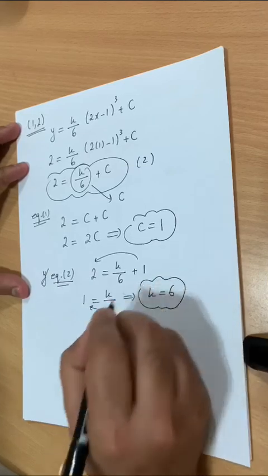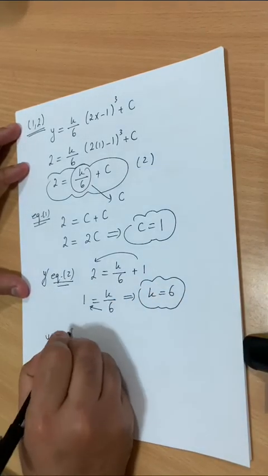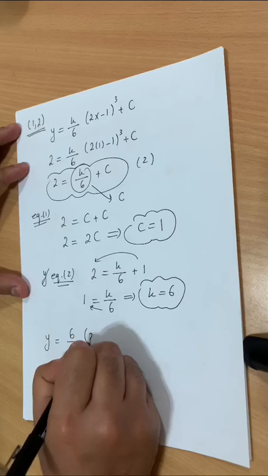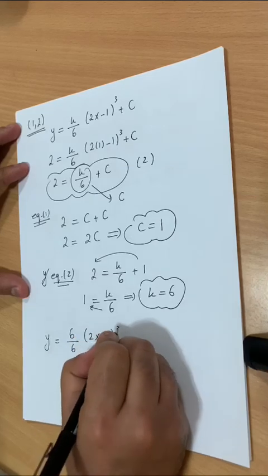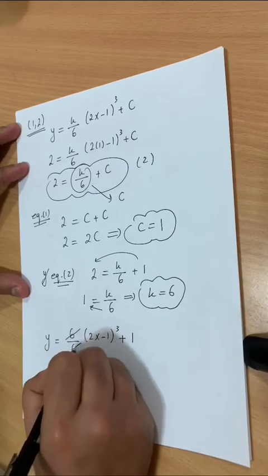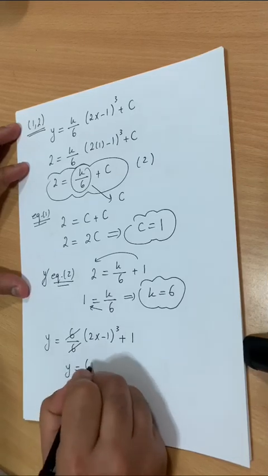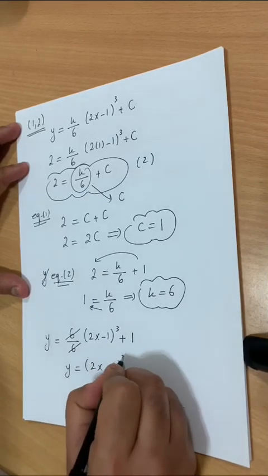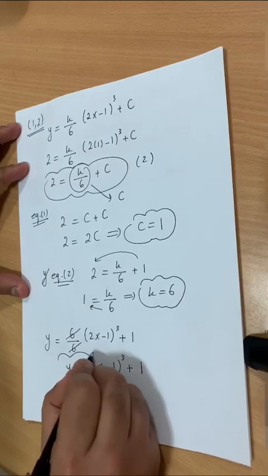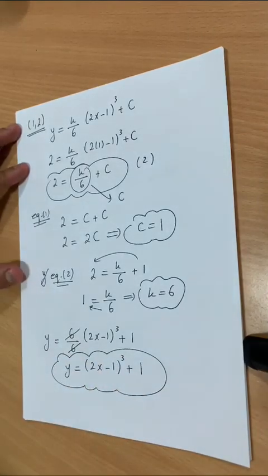Using cross multiplying, k is equal to 6. Then the equation of the curve is 6 over 6 (2x minus 1) power of 3 plus 1. 6 divided by 6 cancelled, and the equation of the curve is (2x minus 1) power of 3 plus 1. This is the equation of the curve.